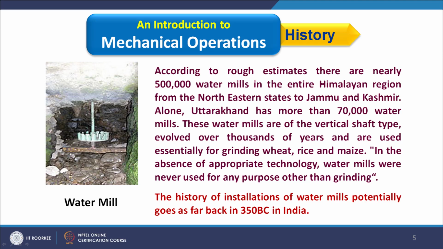These watermills are of the vertical shaft type, like I have shown over here, evolved over thousands of years, and are used essentially for grinding wheat, rice and maize. In the absence of appropriate technology, watermills were never used for any purpose other than grinding.